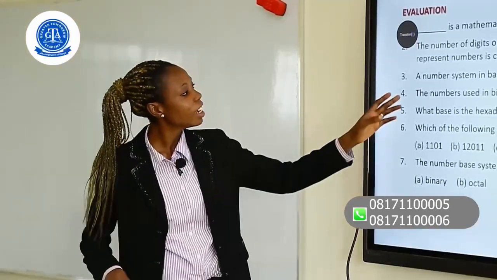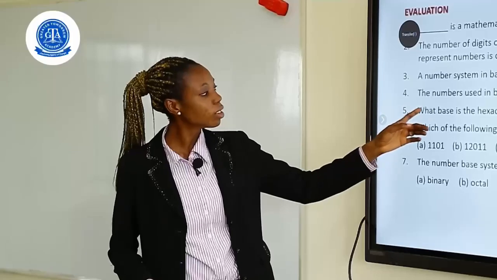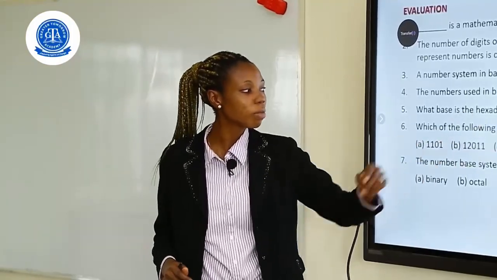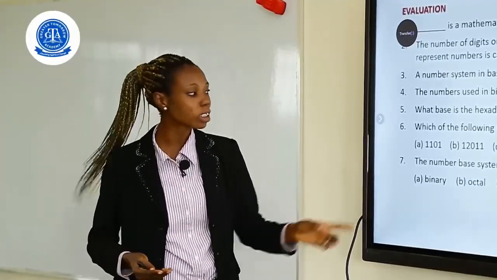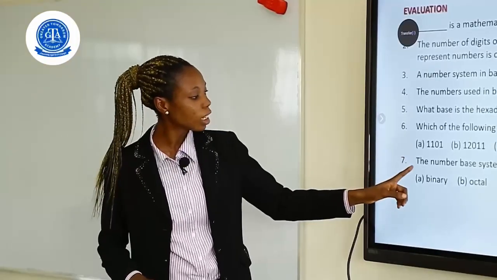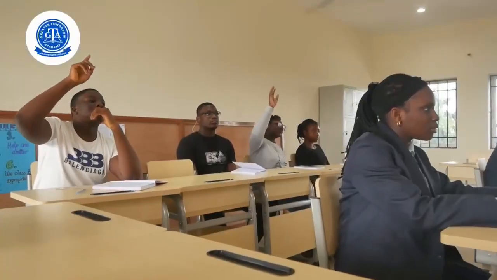Yes, very good. A number system in base 2 is called binary system. The numbers used in binary number system are 0 and 1. Very good. What base is the hexadecimal system? Yes, base 16. Which of the following is not a binary number? Yes, Musa. B. That's 12011, because from the explanation I said binary digits is 2 digits, which is 0 and 1. And you can see 2 is there, so it is not a binary number system. Then the last one, the number base system that uses 0 to 9 and A to F is what number base?